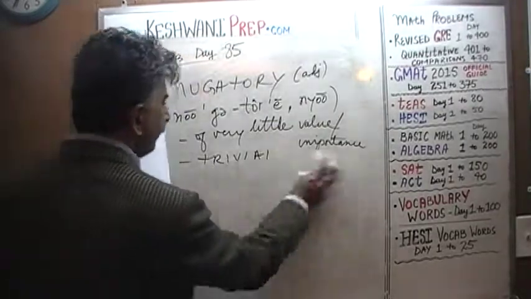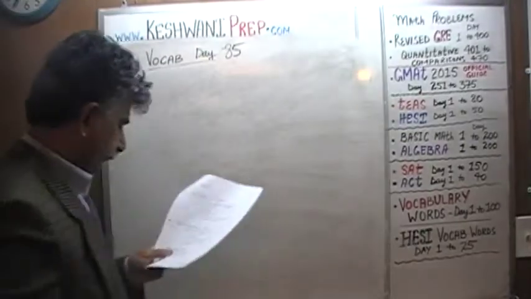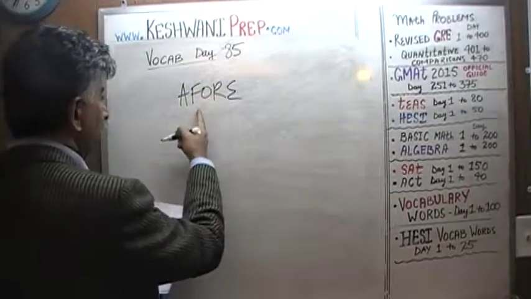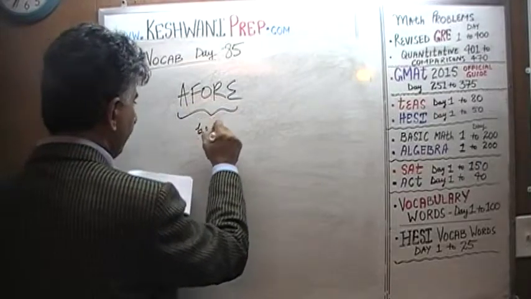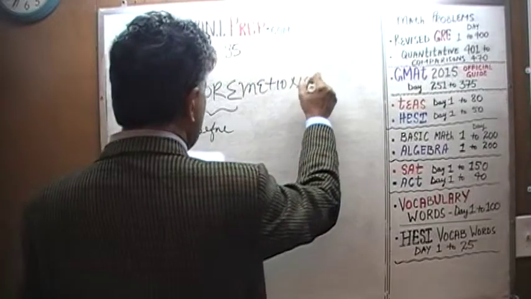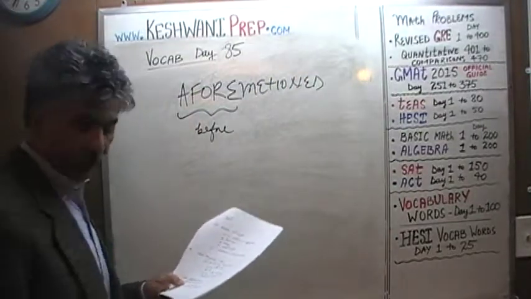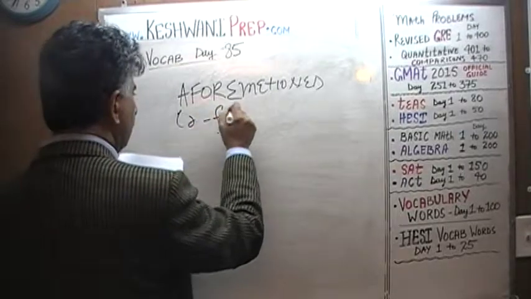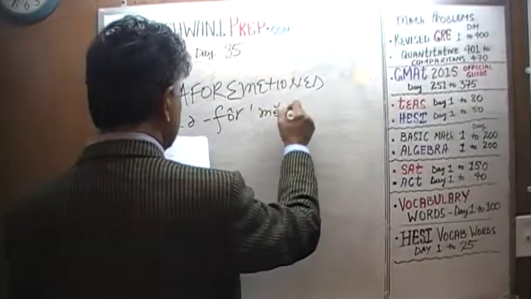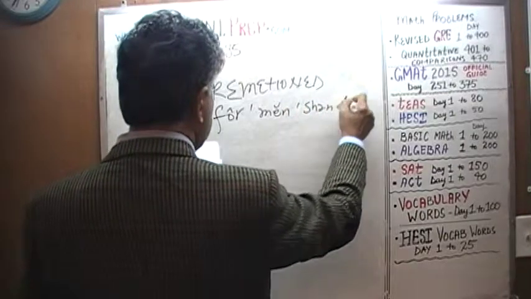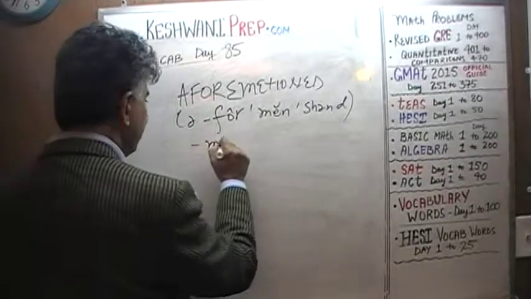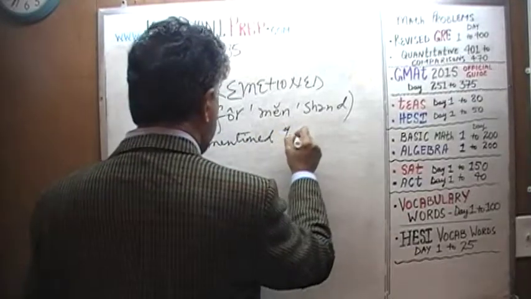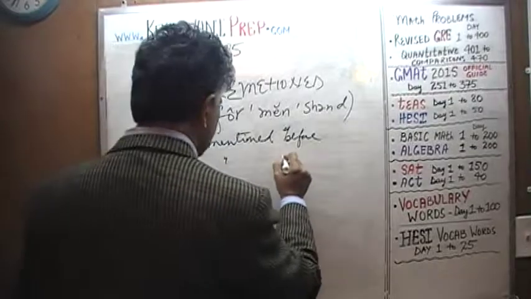The next word we want to learn is a straightforward word, aforementioned. Afore means before. Aforementioned: something that was mentioned before, mentioned previously.